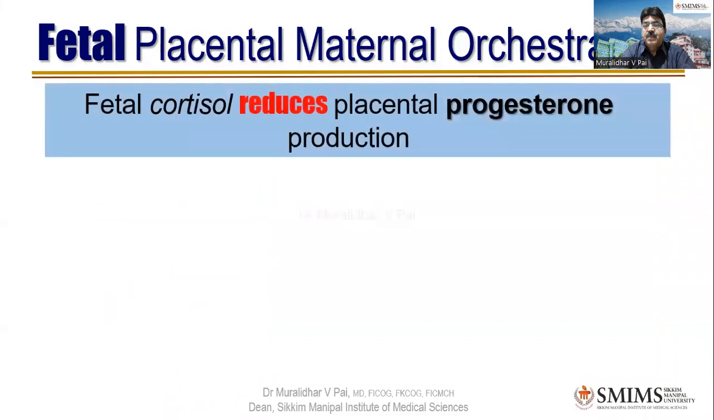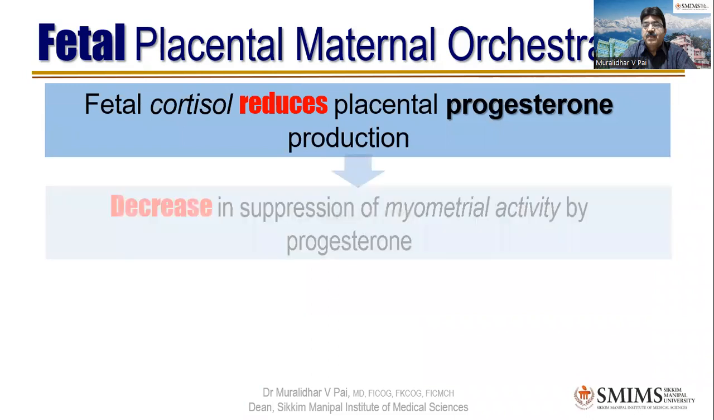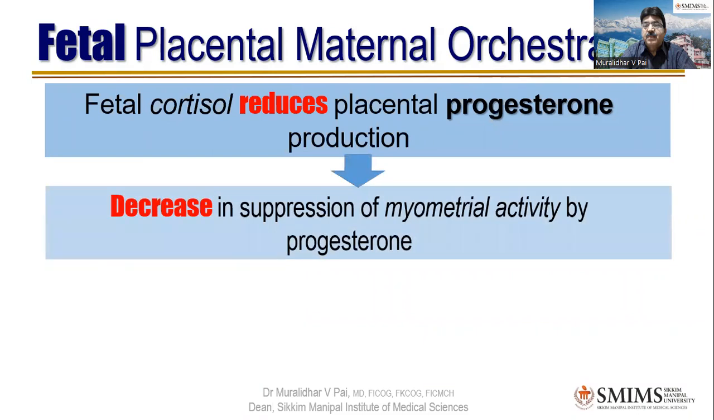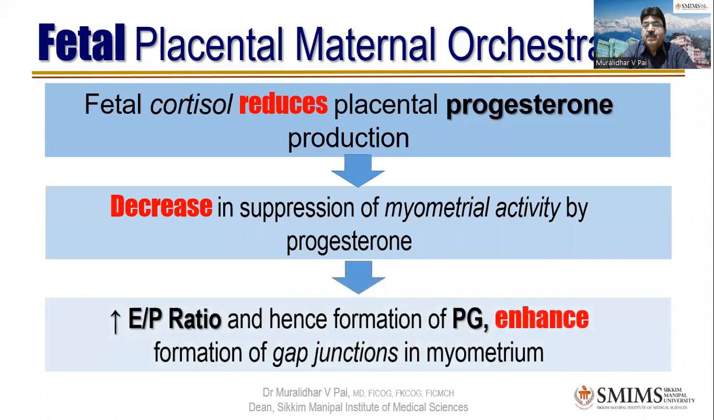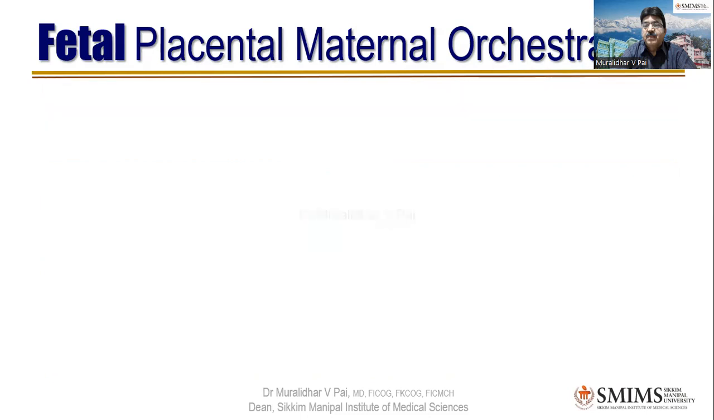So I will sum up everything in 2 slides now. Fetal cortisol reduces placental progesterone production as well. Wow, that's what we wanted. And there is a decrease in suppression of myometrial activity by progesterone. So when progesterone goes down, myometrial suppression goes down. And there is an increase in estrogen. So there is an alteration of EP ratio and hence the formation of prostaglandin. Estrogen means prostaglandin, which enhances the formation of gap junctions in myometrium and produces the right proteins which help in contraction of the muscle fibers.